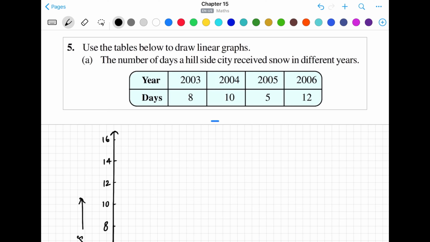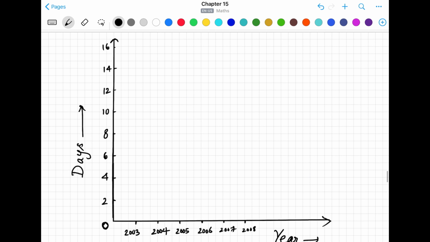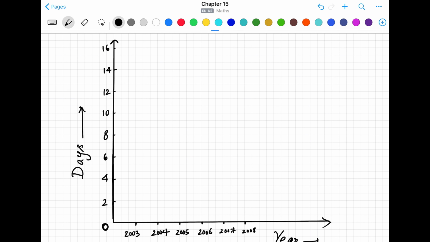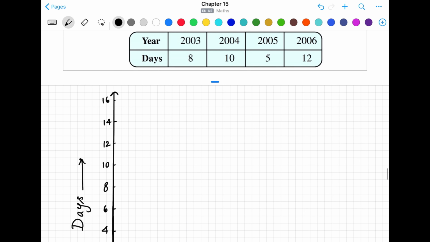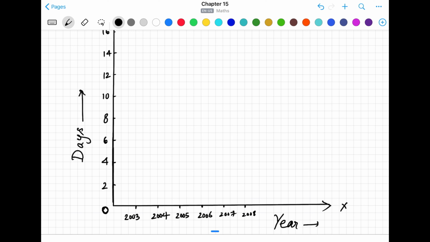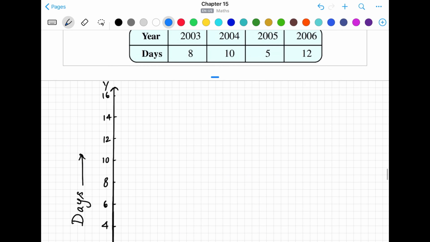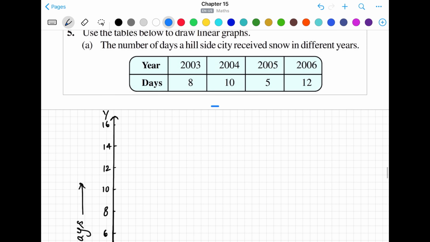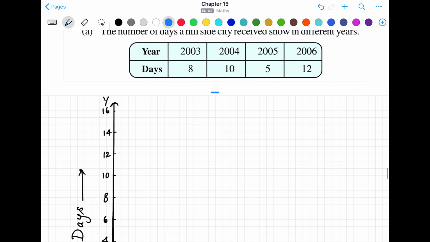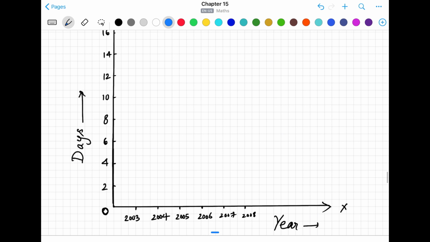Okay, so I've already drawn the axes. We have the two axes here. This one is the x-axis and this one is the y-axis. Where the two axes intersect, it's called the origin O. Now let's represent the points. In 2003 the rainfall was on 8 days. So we'll mark a point here like this.